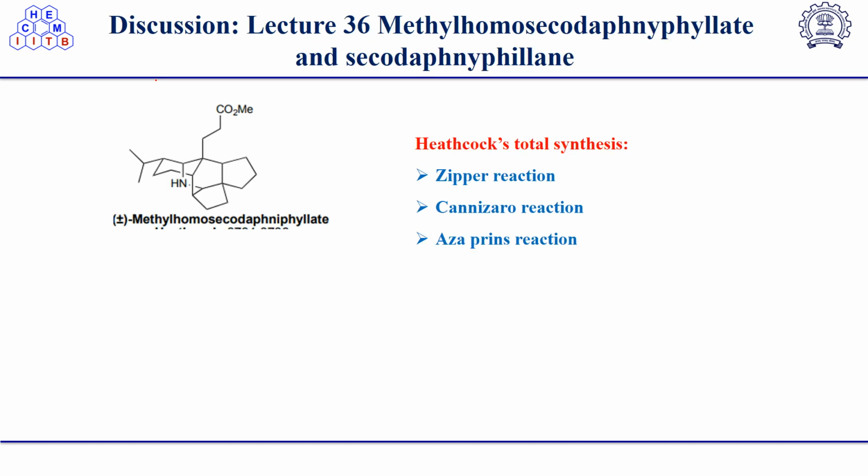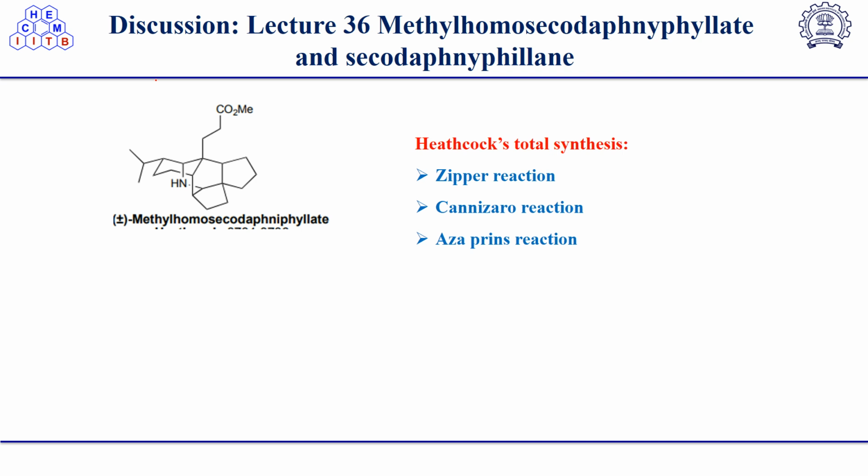Then the next lecture was about two natural products, that is methyl homosecodaphniphyllate and secodaphniphyllate, where we have seen the applications of sequential 1,4 addition of enolate derived from an amide to an alpha beta unsaturated ester followed by quenching with alkyl iodide as one of the key reactions to get the precursor in the total synthesis of methyl homosecodaphniphyllate and secodaphniphyllane by Heathcock.